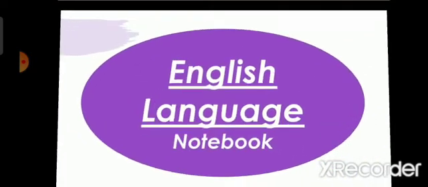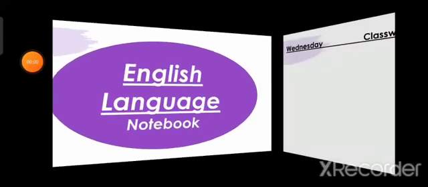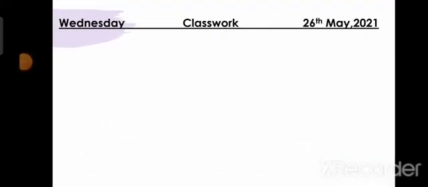Now it's time for your written work. So what will you do? Yes, you will take out your English language notebook. We will complete our work in the English language notebook. So hurry up, open your English language notebooks and get the page ready. As you can see on the slide, today it is Wednesday, 26th May 2021. In the middle, you will write classwork. Hurry up, I am waiting for you. Write day, date and classwork quickly in very neat handwriting.